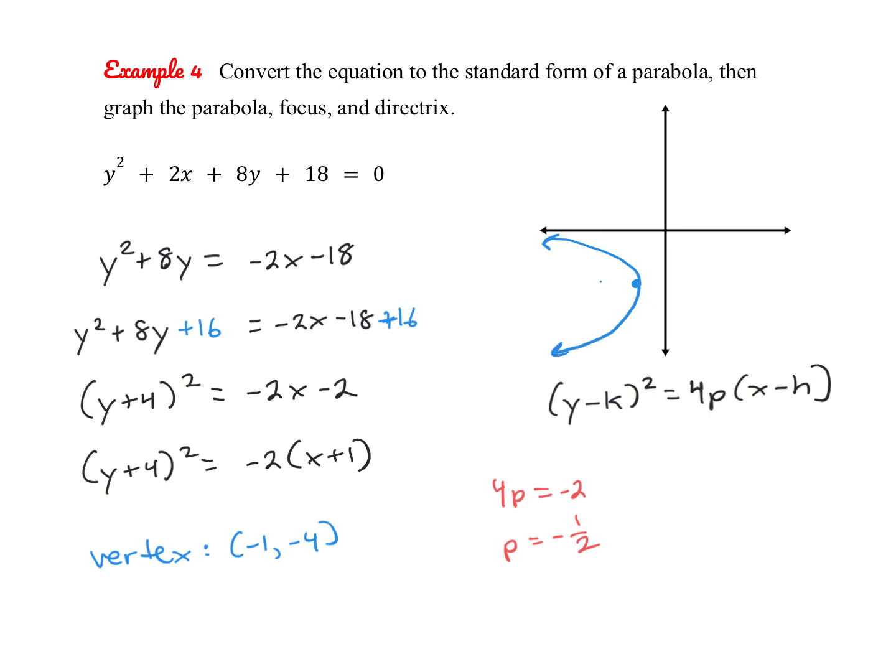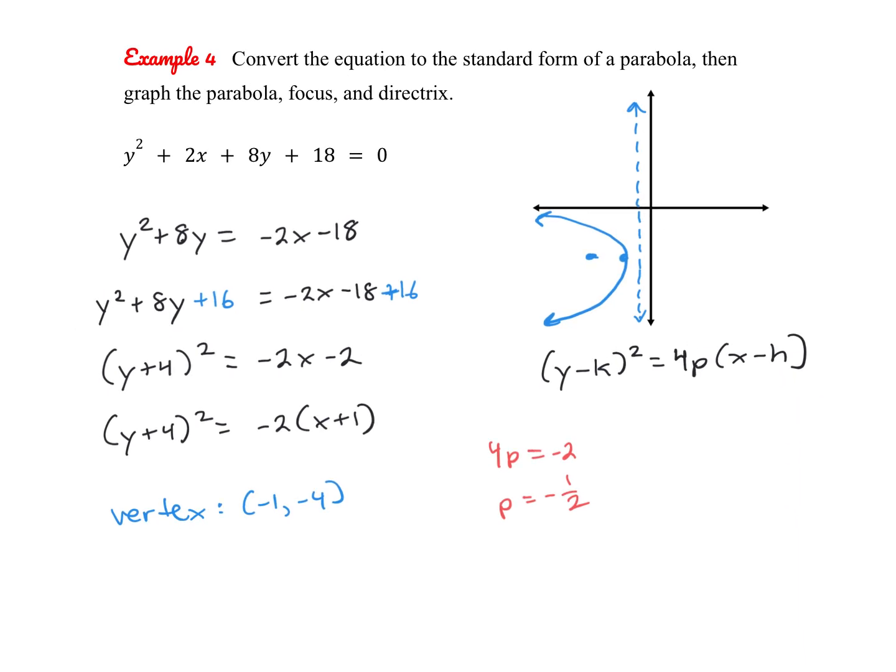And then that means that our focus is going to be somewhere here, and that our directrix is going to be a vertical line here. So our focus is going to be to the left of our vertex, and it's going to be to the left by 1/2. So we're going to subtract 1/2 from our x value, so we have -3/2, -4. And then our directrix is going to be half a unit to the right of our vertex, and it's a vertical line, so it's going to be at x equals -1/2.